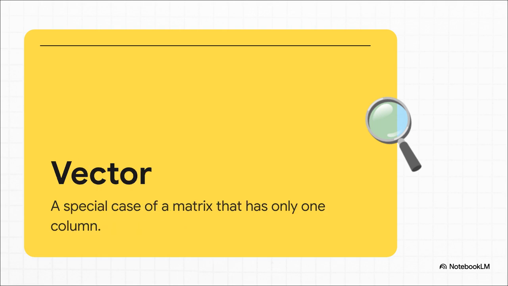Easy enough? Now, here's a special type of matrix you're going to see all the time. A vector. A vector is just a matrix that happens to have only one column. Don't let the simplicity fool you, though. Vectors are the fundamental building blocks for representing points in space, the starting conditions of a problem, you name it.